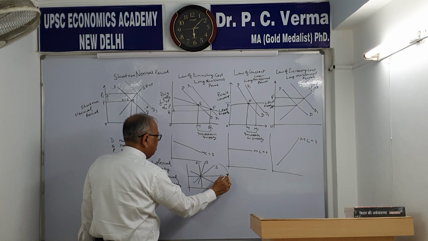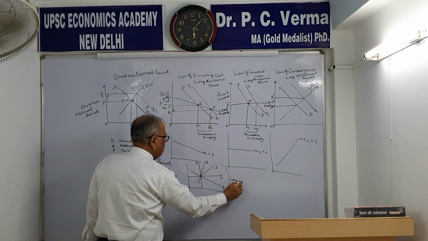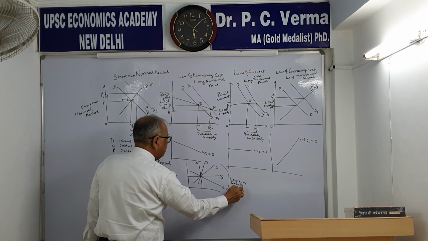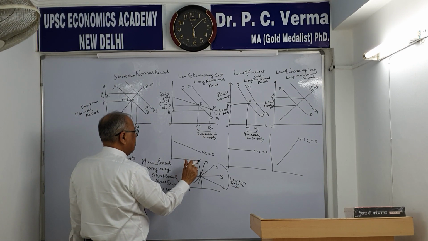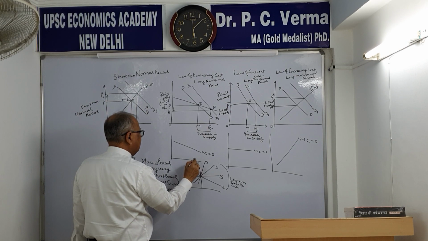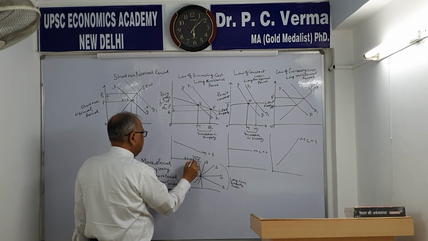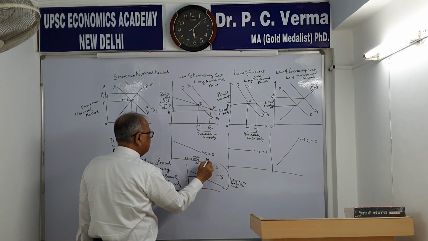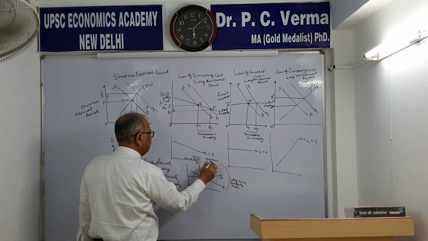So this is called long run supply curve. This is very short run. Very short run. And this is short run supply.